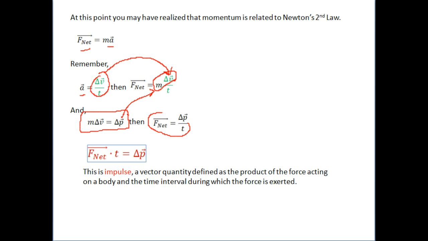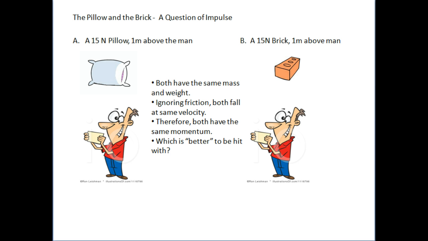Solving for momentum, by cross multiplying here, we find that change in momentum is force net times time. Now that's given a different name. At this point we'll call that impulse. When we're talking about force and the amount of time a force is in contact with an object, that's impulse. Okay, that should become more clear now with this example.